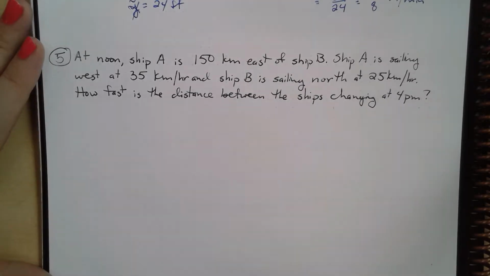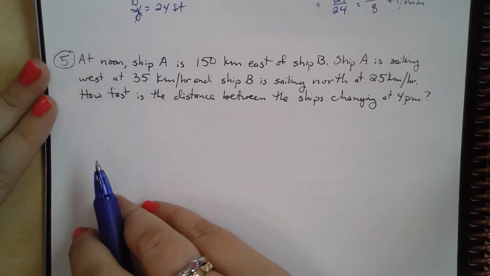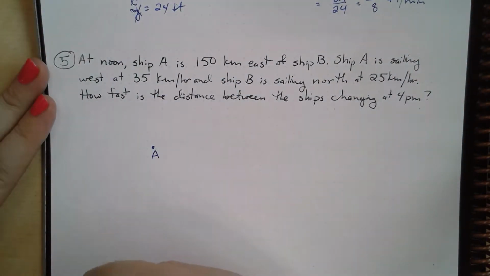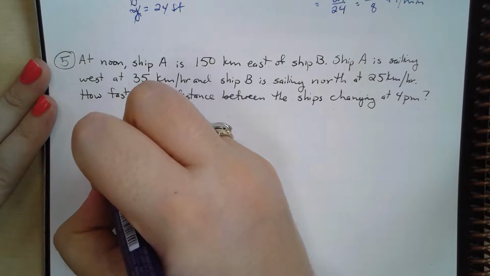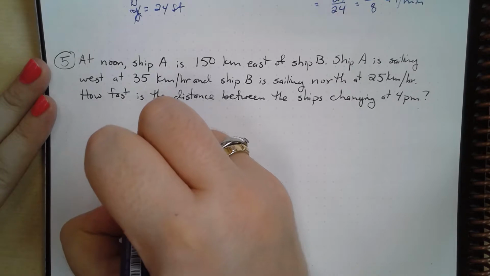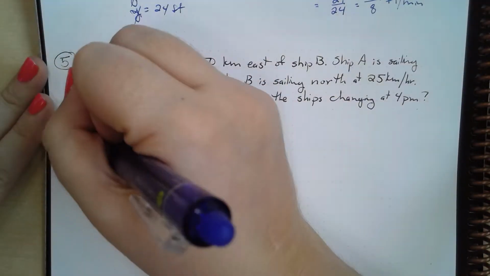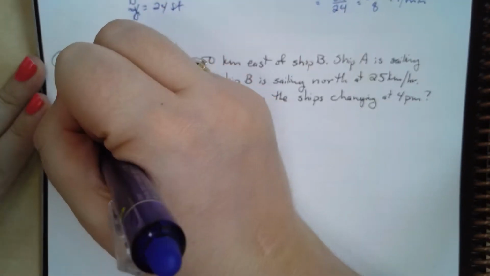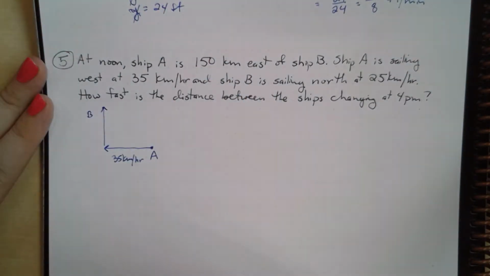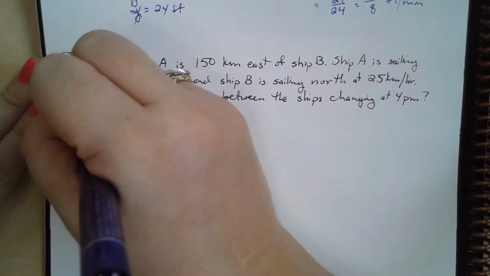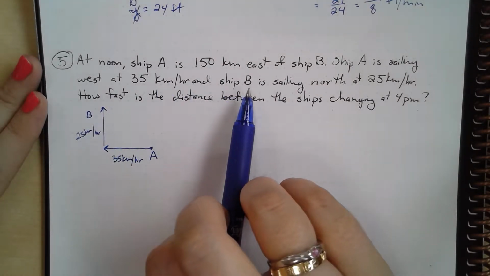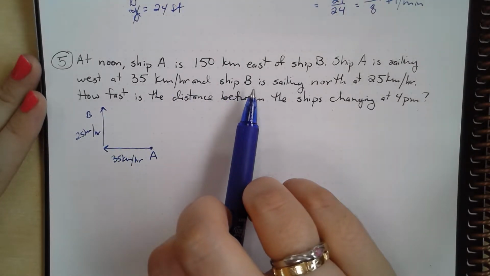So I'm going to draw here. Ship A is sailing west. So ship A here, this is ship A, is going west at 35 kilometers per hour. I'm going to just write a little note here to myself. And ship B is sailing north at 25 kilometers per hour. And ship A is 150 kilometers east of ship B.